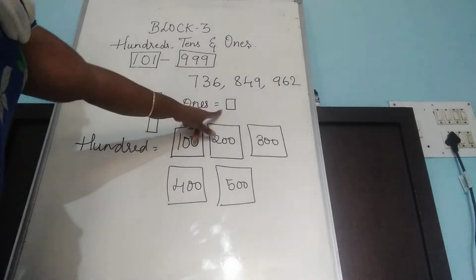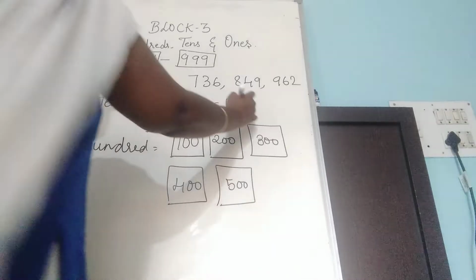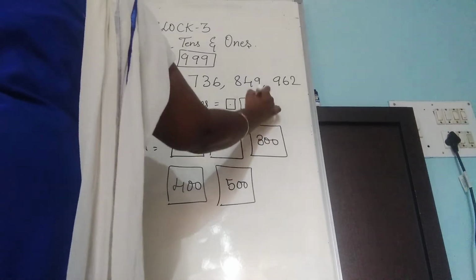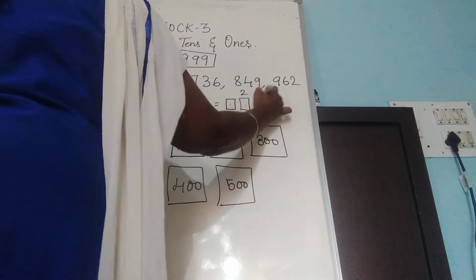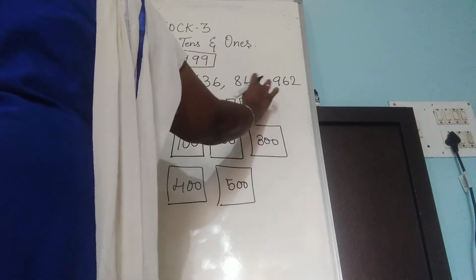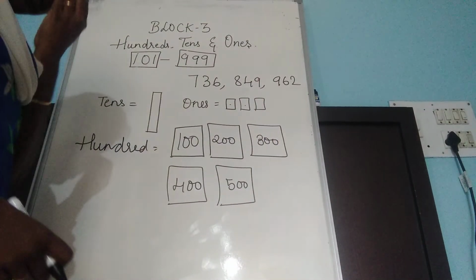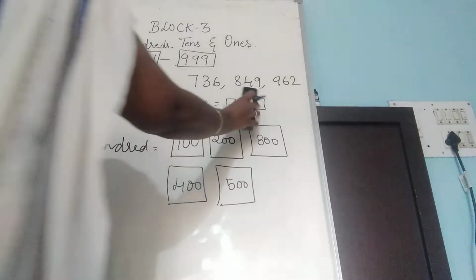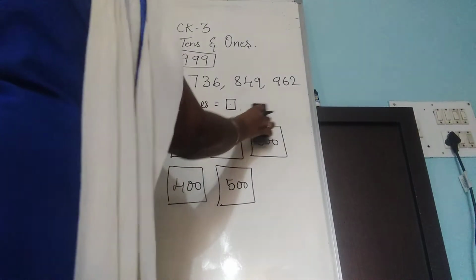Okay, so similarly, this is ones. If I have a small square, 1, and 2, so it is 2. If I have 3, it is 3. If I have 4, it is 4 ones. So this is how the representation of your tens, ones and hundreds.